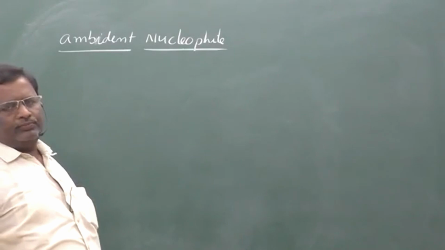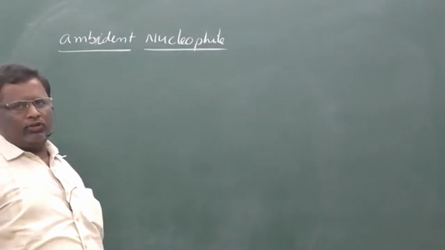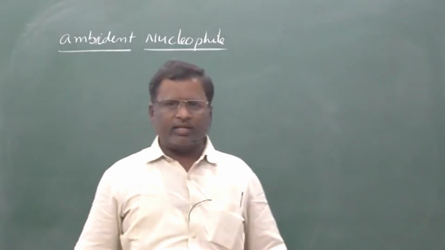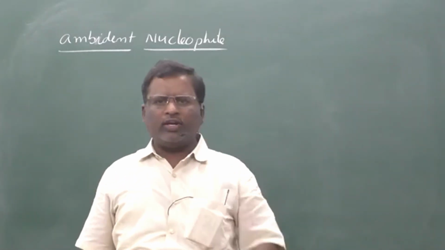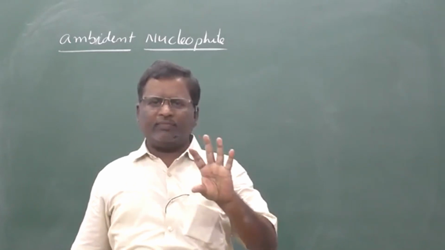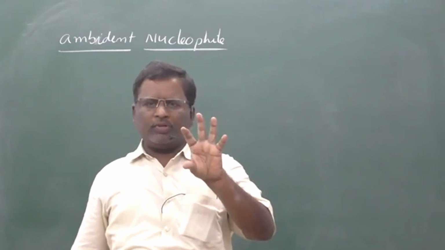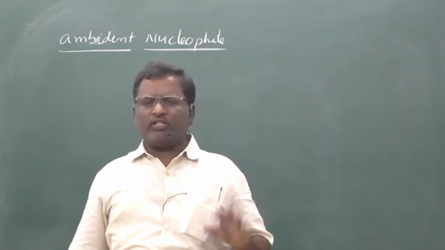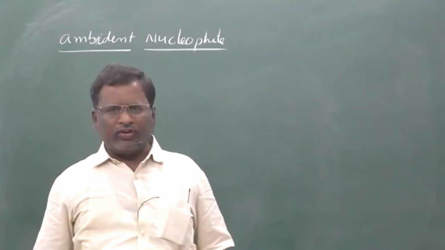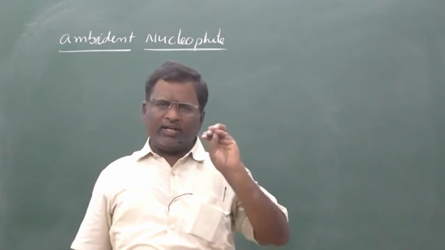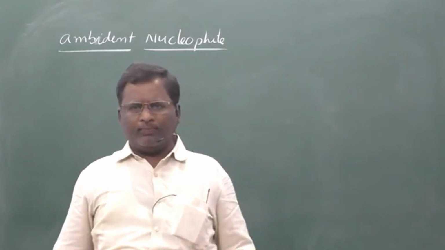An important question is ambident nucleophile. Nucleophile means a negatively charged species, that means one which is attracted to the nucleus. Nucleus is a positively charged species. So which species will attract the positive species? Naturally, negatively charged species. So a negatively charged species is said to be a nucleophile. In substitution reactions, this negatively charged species will attack the electrophilic carbon.